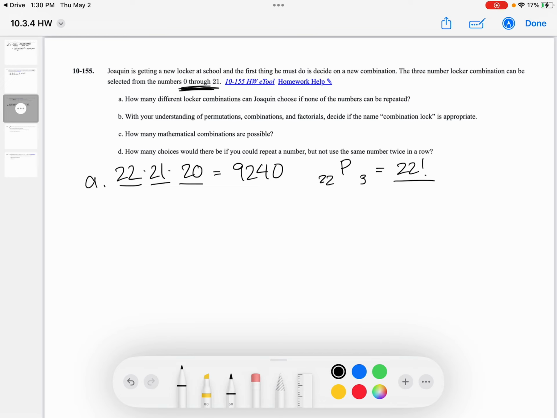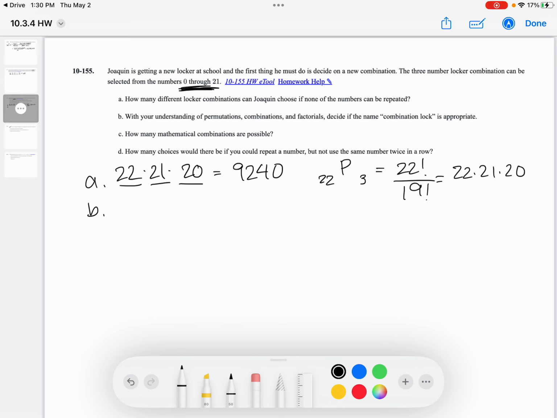22 factorial over 19 factorial, which is 22 times 21 times 20, right? If I simplify that factorial expression, it gives me the exact same answer. So both using permutations or a decision chart, I could find that solution.